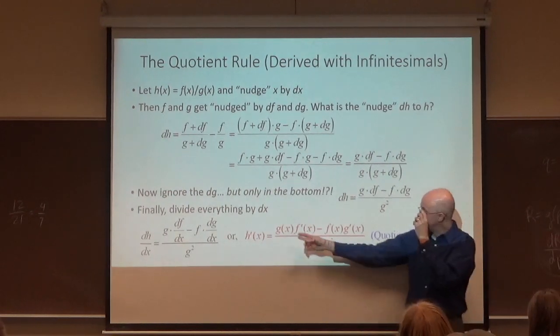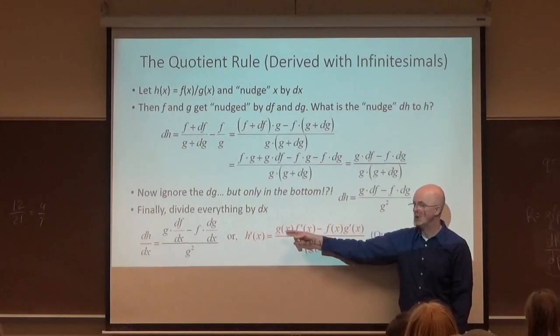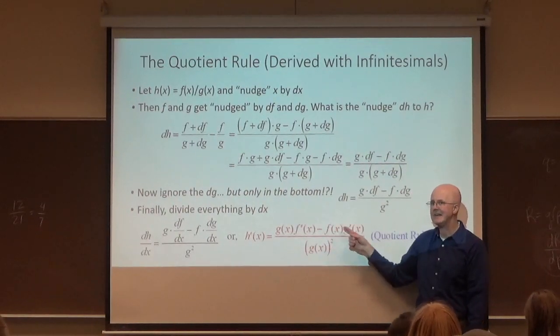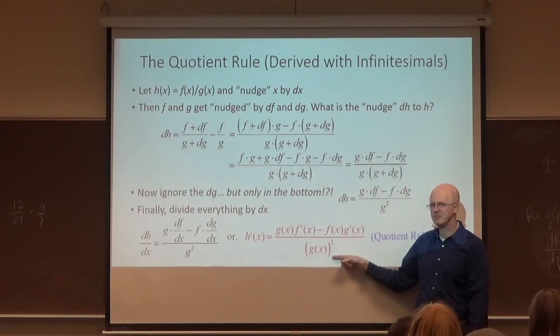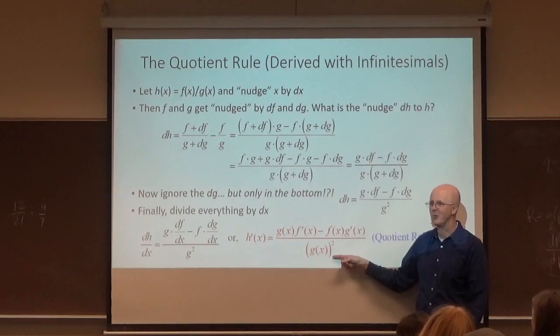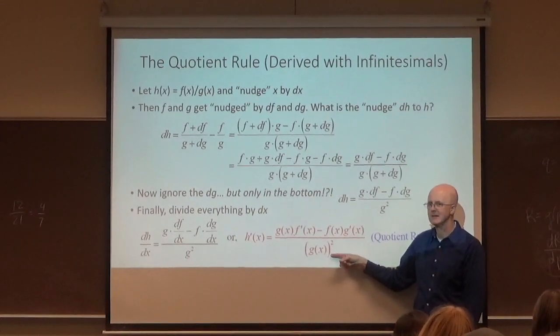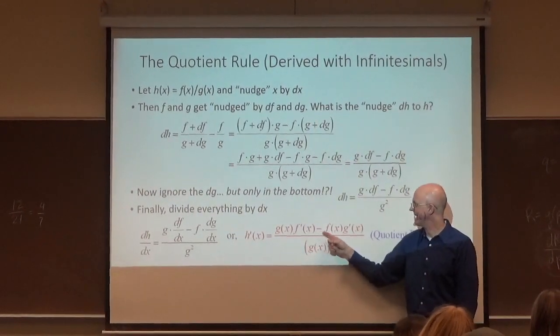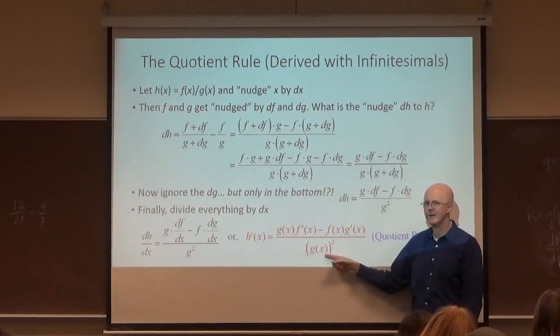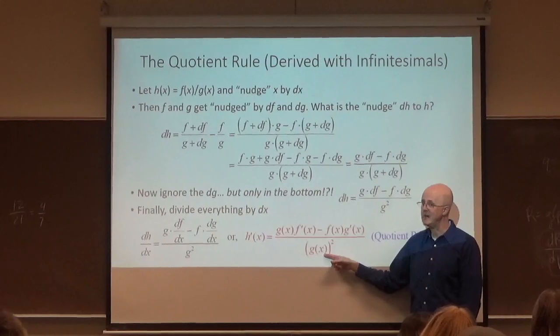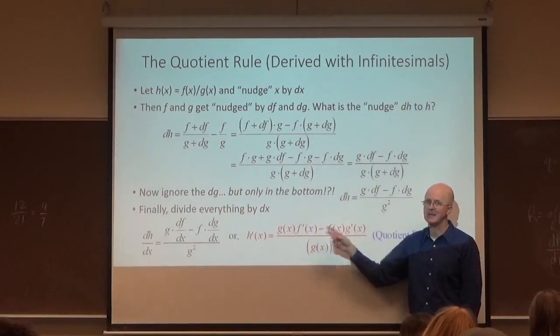The way to memorize the top of this fraction is low d high minus high d low, over the square of what's below. Adding the d to the low makes it flow a little nicer. Low d high minus high d low over the square of what's below. The order here matters. Subtraction is not commutative.